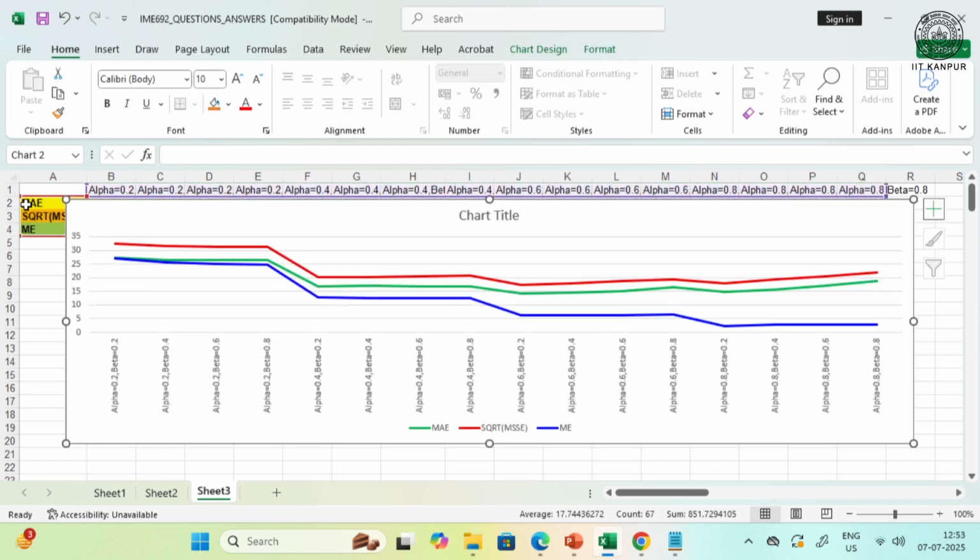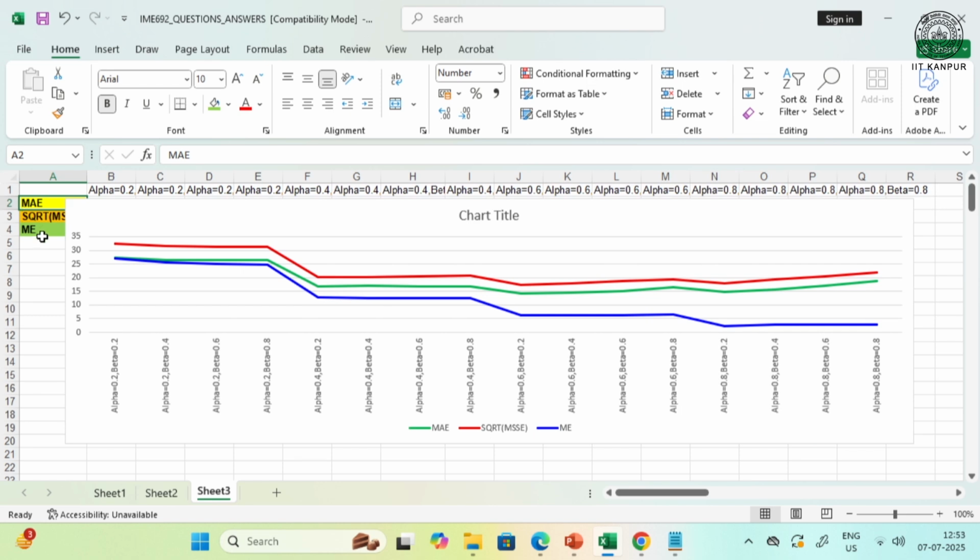Now, the question can be, I have only done MAE, ME and the square root of MSE. Can I do it for the U statistic? Yes. For the percentage error? Yes. For the absolute percentage error? Yes. For the weighted percentage error, my mistake, weighted percentage error? Yes. For the weighted absolute error? Yes. Weighted mean error? Yes.